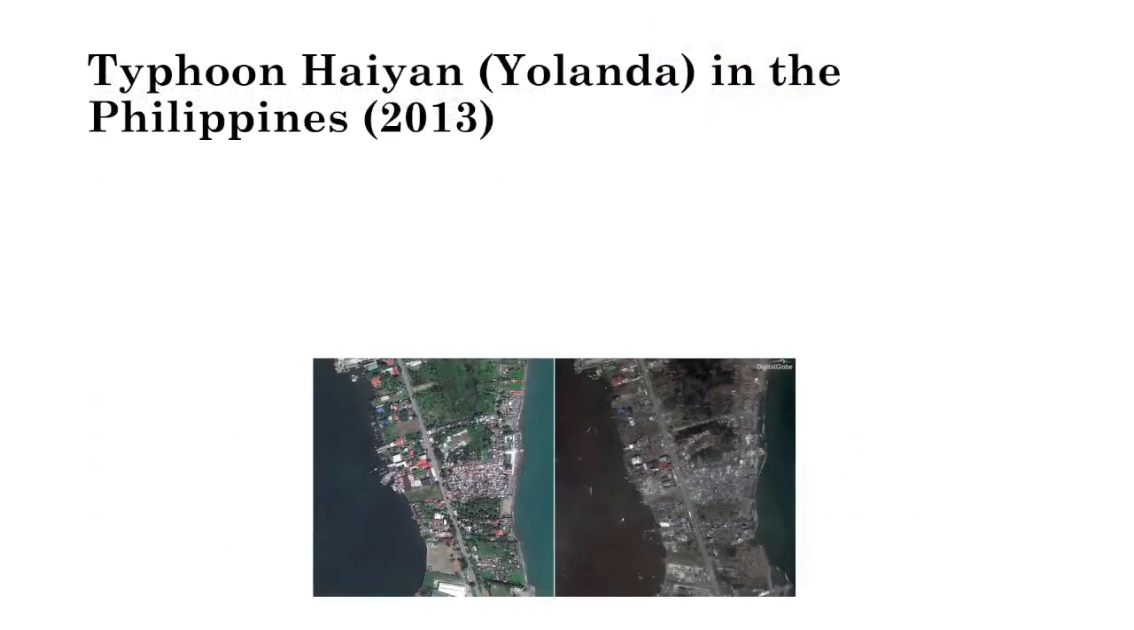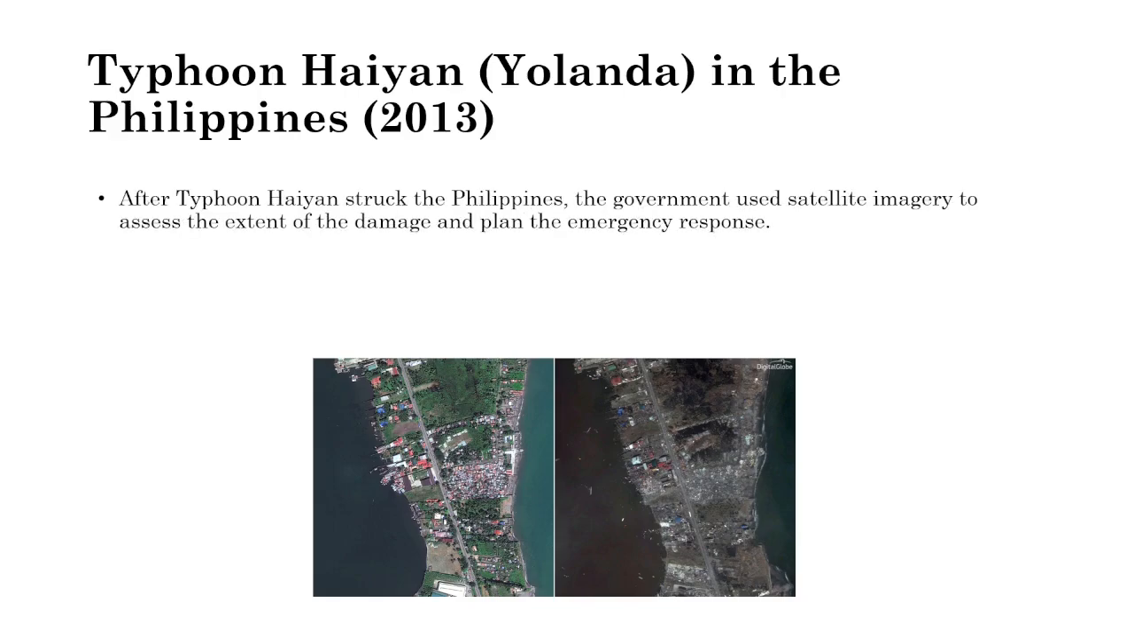So let's look at some examples here. A typhoon in the Philippines about 11 years ago, I think it's Typhoon Haiyan. You can also see Yolanda if you'd like to. They used satellite imagery to assess the extent of the damage in the Philippines and see where the damage was most prevalent and where they needed to plan the emergency response. So this is an actual satellite image. We can see the before and after. There's a considerable amount of damage here in this region.